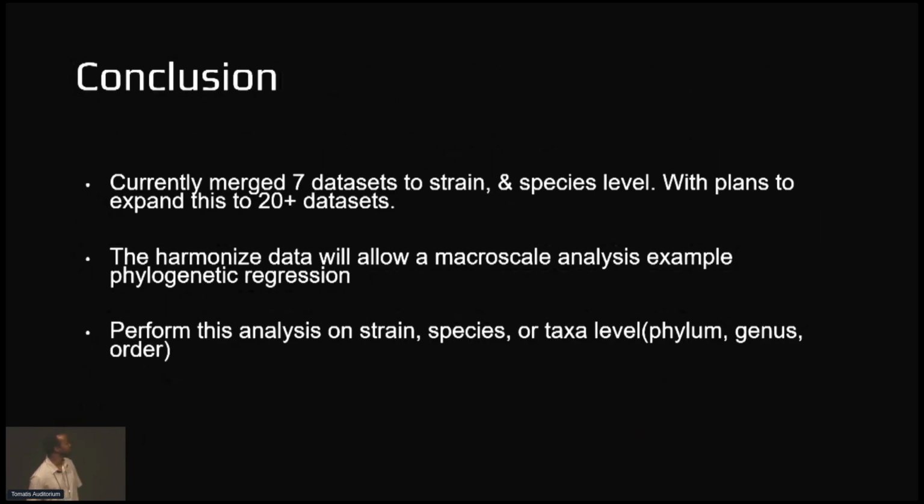So in summary, we were able to combine around 7 data sets. We're planning to extend this to around 20 data sets. This kind of harmonized data set will enable someone to do macro-scale analysis, like a phylogenetic regression between different traits. And you can perform this at the strain level, species level, or particular taxa level, just by the way you subset your data.